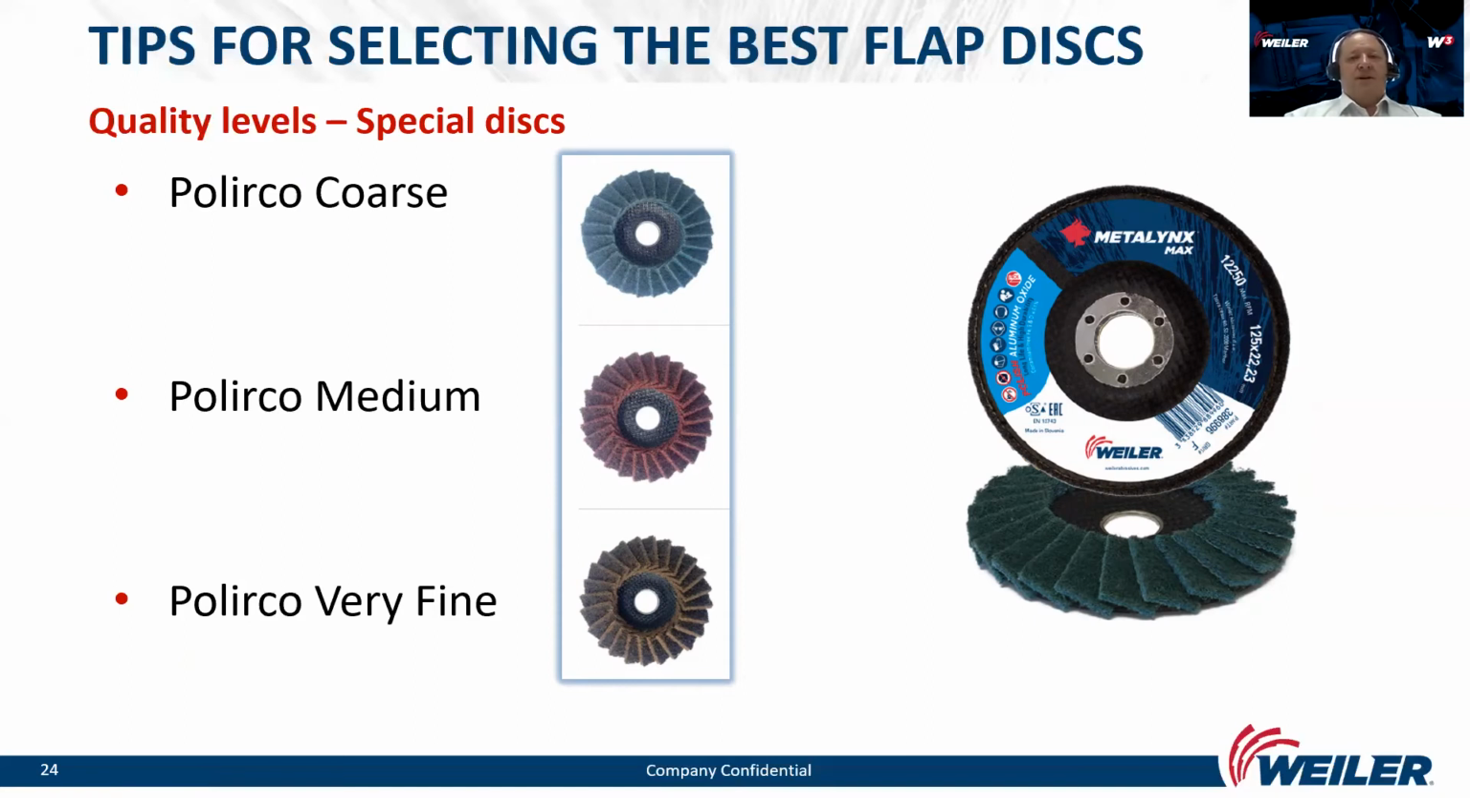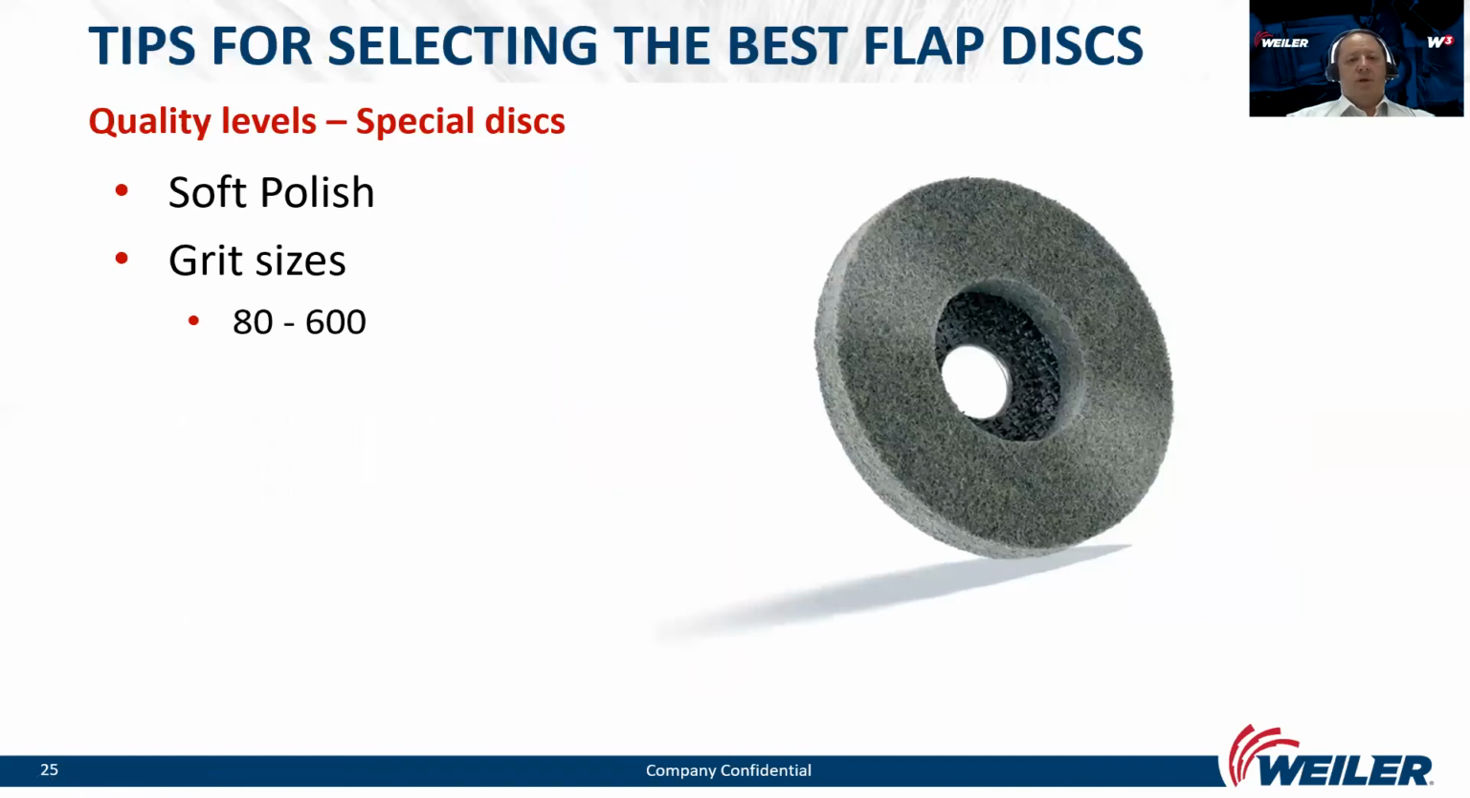For fine grinding and pre-polishing metal surfaces, we can offer you Polirco flap discs made of non-woven flaps in 3 grit sizes: coarse, medium, and very fine, with aluminum oxide grains. For deburring, removing scratches from surfaces, for fine grinding, and for polishing metal surfaces, we can offer you soft polish discs made of hard non-woven material in combination with silicon carbide grains.